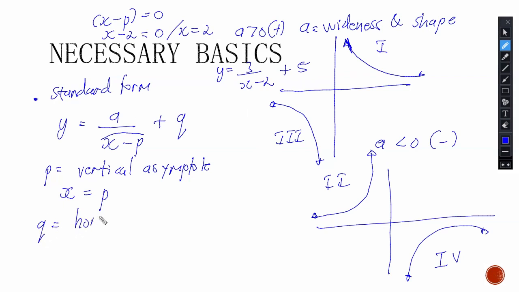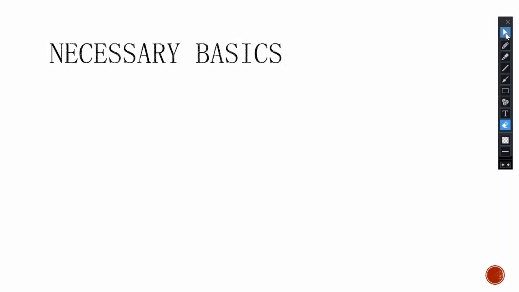And then what about q? Q is your horizontal asymptote. So also this asymptote will be given as an equation, y equals q, right? So note the difference. When giving the vertical asymptote, it's x equals a certain value p, but when giving the horizontal asymptote, it's y equals a certain value q. Right? So these are the things that you need to know, the necessary basics that you'd have to know before answering any hyperbola function question.